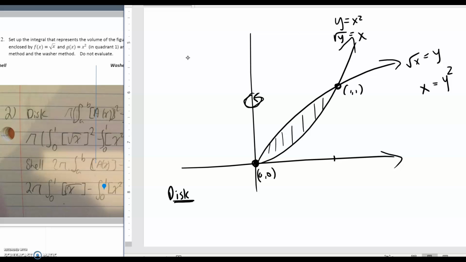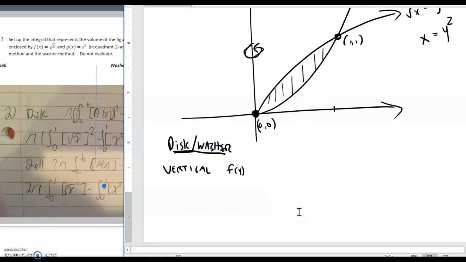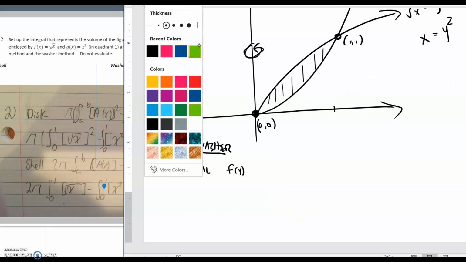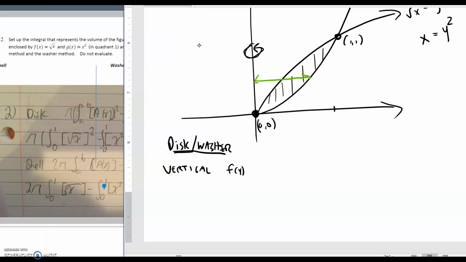If I use the disk method, I'm going vertical axis of revolution, which means I need functions of y. I'll call it disk slash washer. If it's a vertical line with disk or washer, the first thing I need to do, and you missed this when you used functions of x, is use functions of y. And then the next part is the big radius and the small radius. This distance, going left to right, is the bigger radius, which I'm going to call big R of y. And the smaller radius, from here to here, is little r of y.